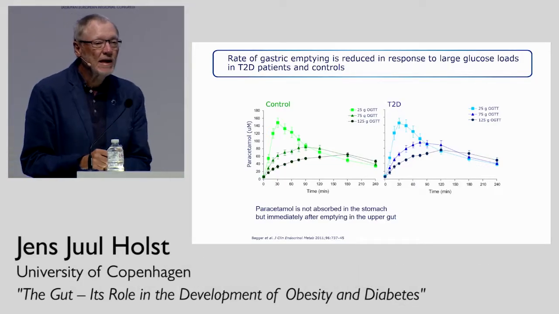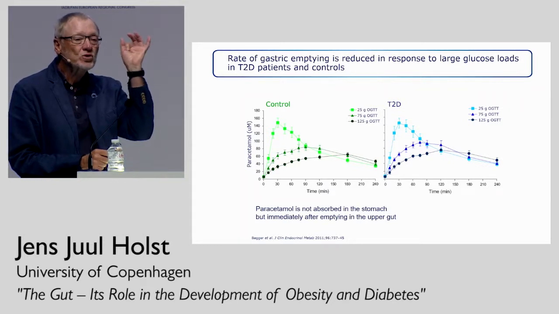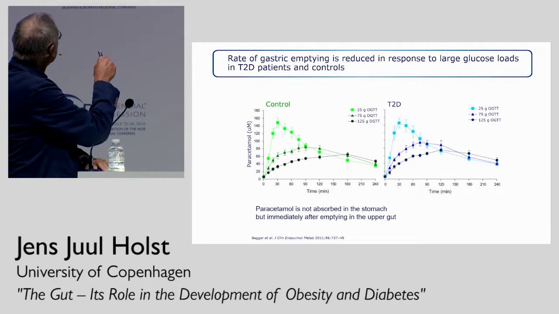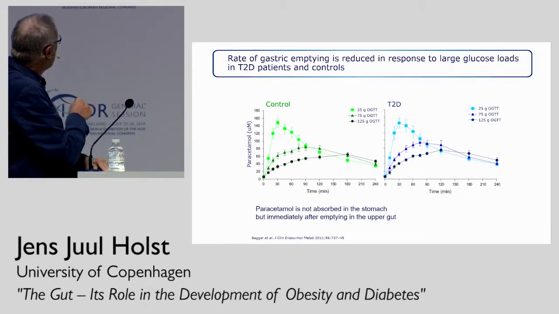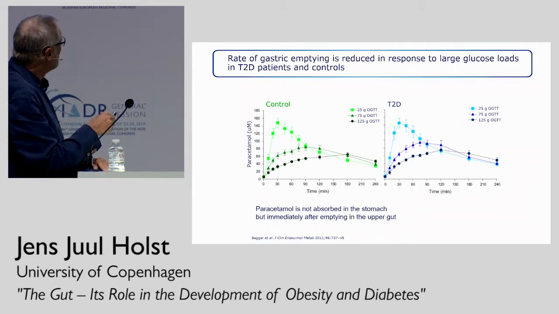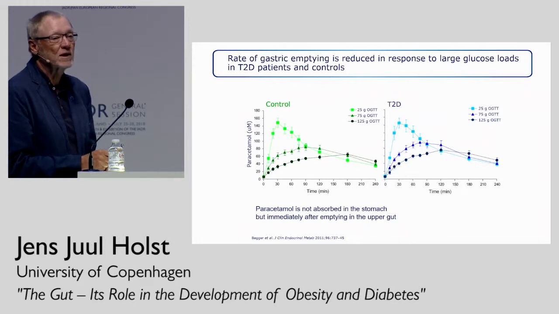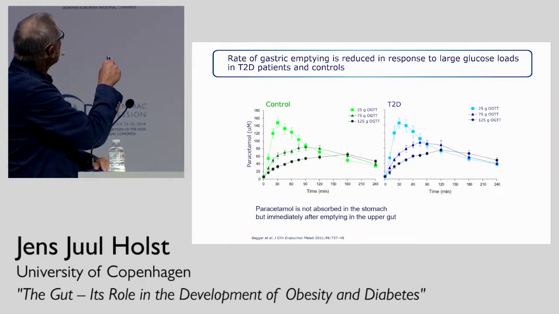At the gastric emptying rate, the closure of the pylorus. So you can see this is done by paracetamol measurements in plasma, and that is because paracetamol is not absorbed in the stomach, but immediately after the entry into the small intestine. And you can see here what happens normally.